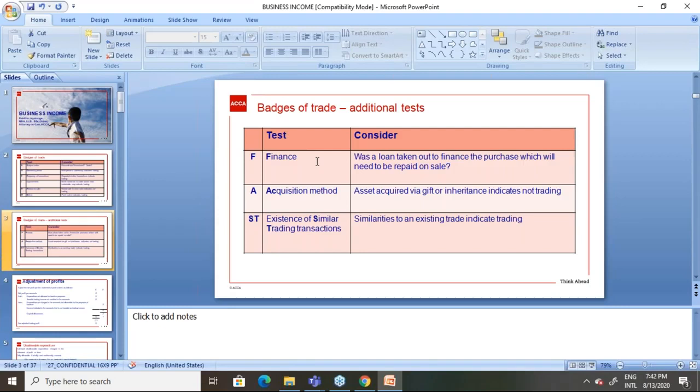One is finance, how the asset was financed. Now, if you have obtained a loan to buy the property, in that case, normally it indicates trading. As I said, it's not conclusive, but most of the time we can come to the conclusion it indicates trading. Because if you have obtained a loan to buy the asset, we can assume that you intend to settle the loan after selling the asset. So that's how most of the time businesses function.